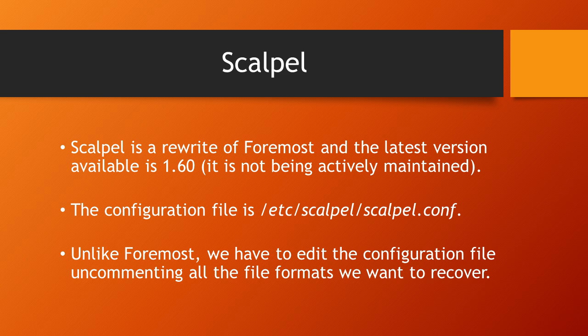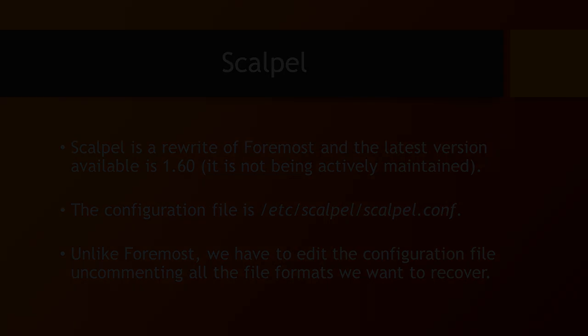Scalpel's configuration file is located at /etc/scalpel/scalpel.conf, and it's very similar to that of Foremost. The difference is that we first have to uncomment all the lines relative to the file formats we want to enable, because there are no built-in ones. In this case, we use a configuration file with all the formats enabled. Scalpel's usage is also very similar to that of Foremost.